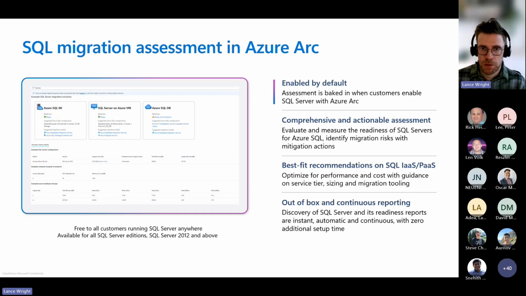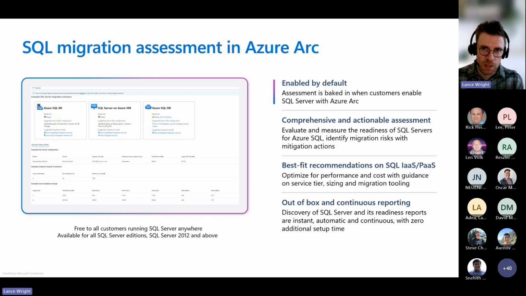And it will also give you a best fit recommendation. Similar to what we just heard for the Azure VM, we will also give you a best fit recommendation in terms of the SKU that we recommend for you on Azure SQL DB or Azure SQL MI. And that recommendation is informed by the workload patterns that we are seeing on your Arc-enabled SQL Server. We take a look at all of the performance of the SQL Server over the past 30 days, and each time you take a migration assessment, it does this SKU recommendation based on what we're seeing.